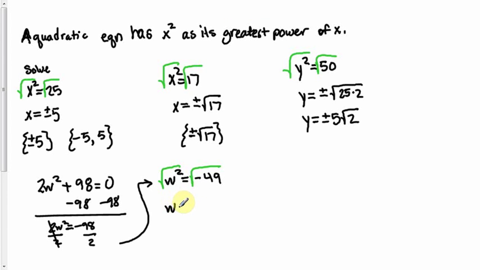So w equals, it's going to be positive or negative. The square root of 49 is 7. The square root of the negative is i, so it's plus or minus 7i. Any questions? Okay.